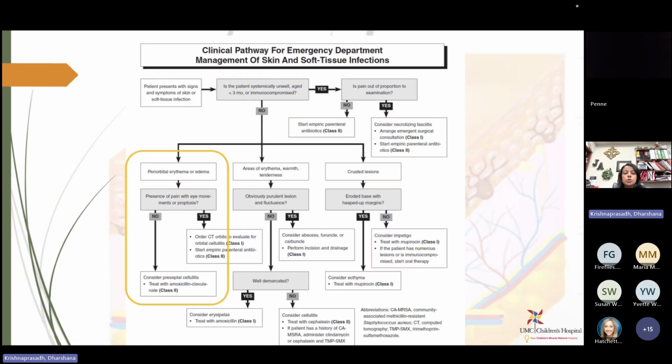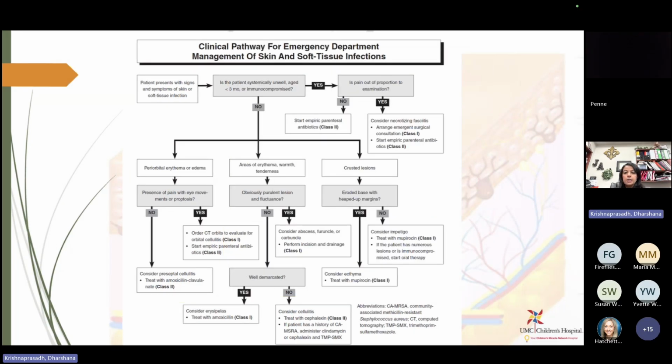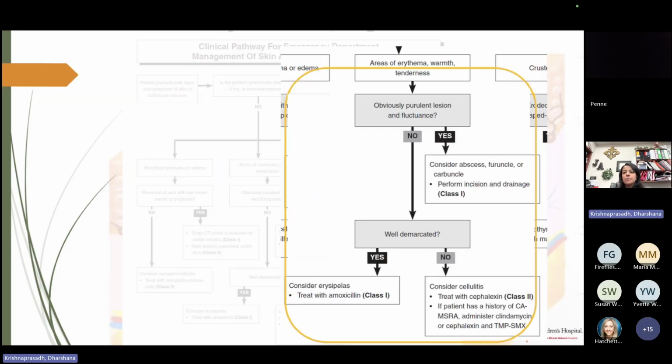Moving on to periorbital erythema or edema: if there is presence of pain with eye movement, if the answer to that question is yes, then we do an orbital CT to evaluate for orbital cellulitis and start them on IV antibiotics. If it is not, then we are more concerned about preseptal cellulitis, and that can be safely managed with PO antibiotics.